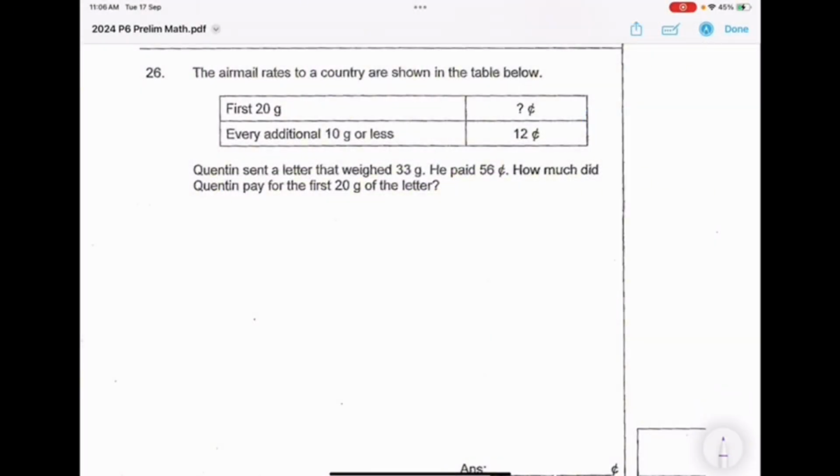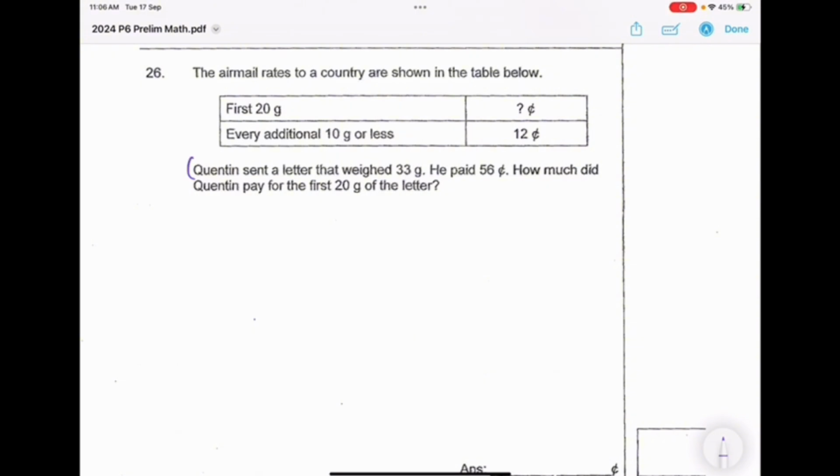Moving on to question number 26. Let's jump right in. The airmail rates to a country are shown in the table below. Alright, the first 20 grams, we don't know how many cents that costs. But every additional 10 grams or less, we have to pay 12 cents. Alright, Quinton sent a letter that weighed 33 grams.